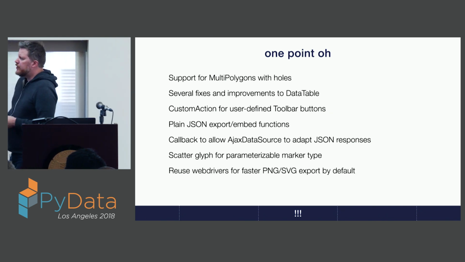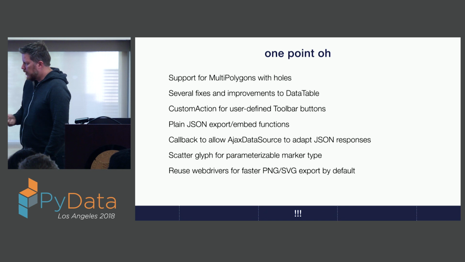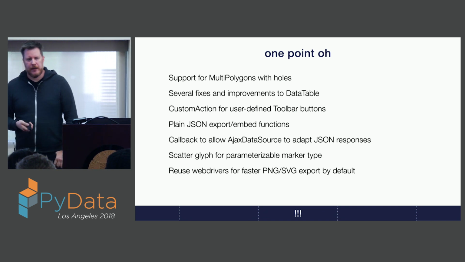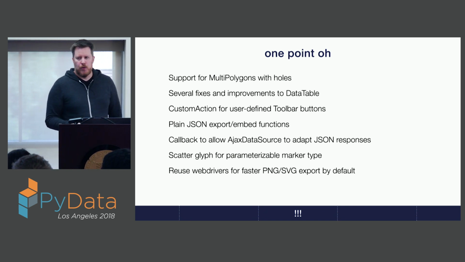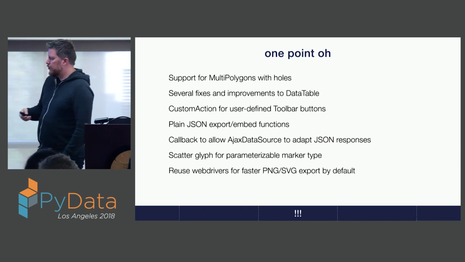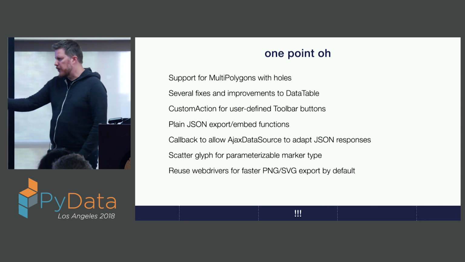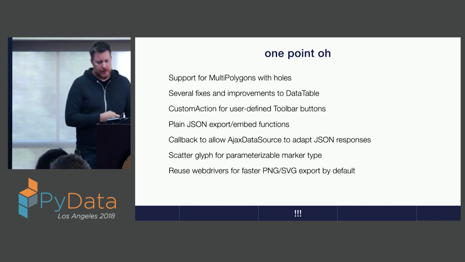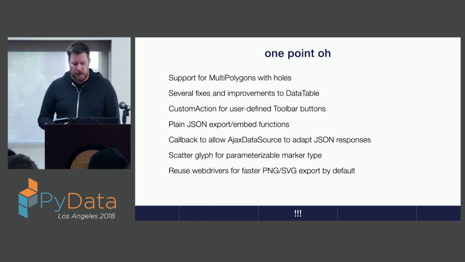We also changed the way that the web drivers are allocated for PNG and SVG static exports. Previously, we always spun up a new web driver for every export. It was kind of slow. You could create your own web driver to make that faster and pass it in by hand, but now it just does that by default. So PNG and SVG export should be quite a bit faster by default.